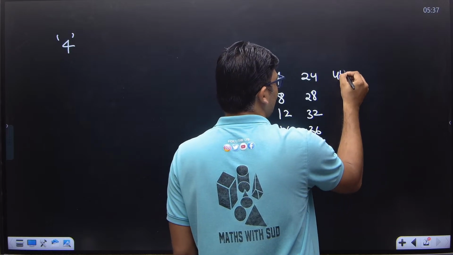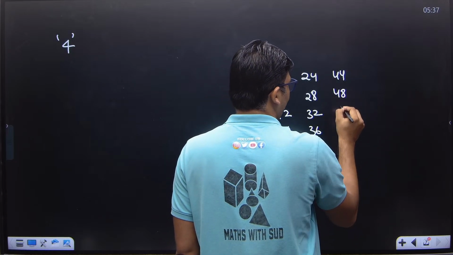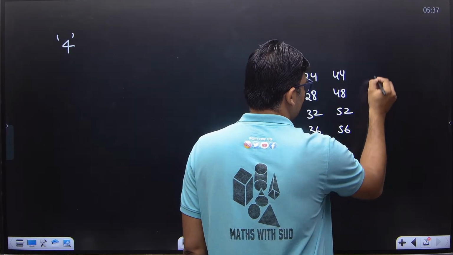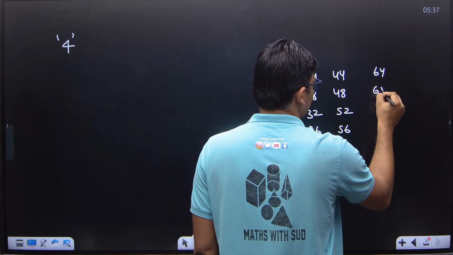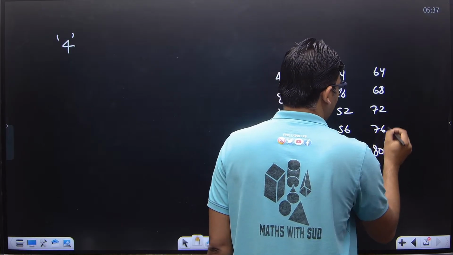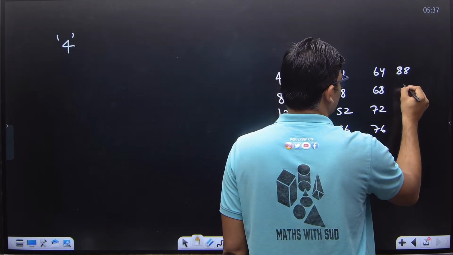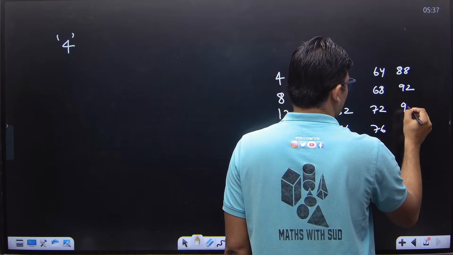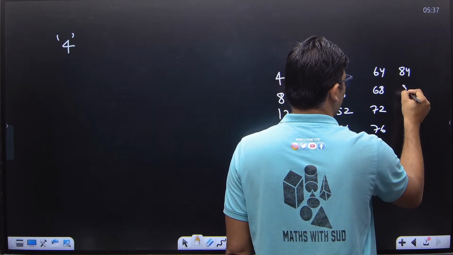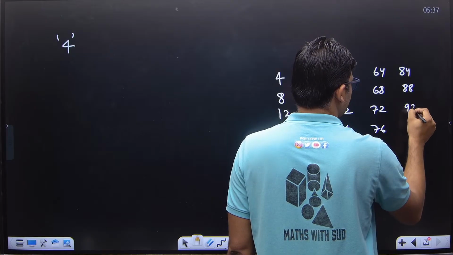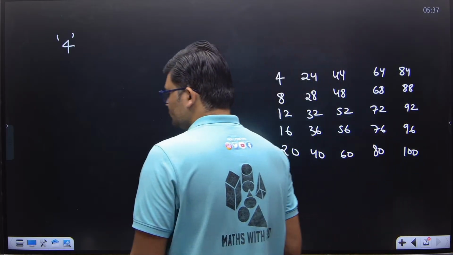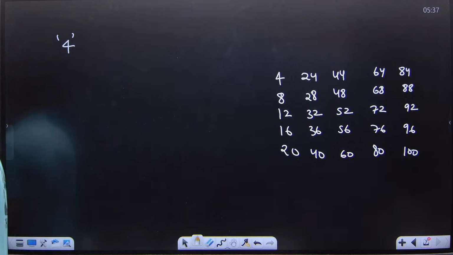So 4 into 11 is 44, 48, 52, 56, 60, 64, 68, 72, 76, 80, 84, 88, 92, 96, 100. Please write down in the same manner.